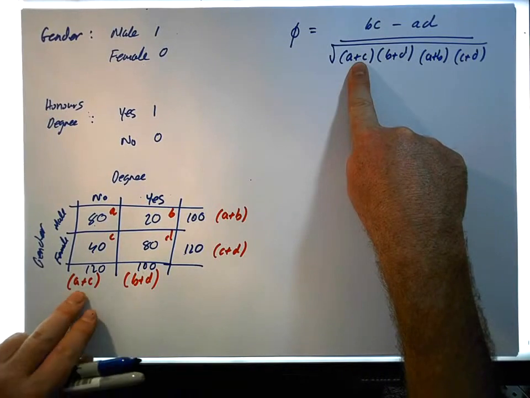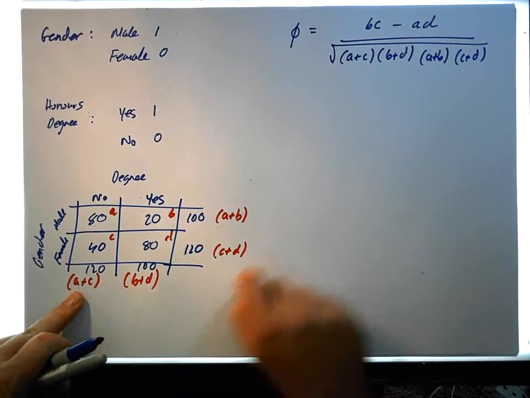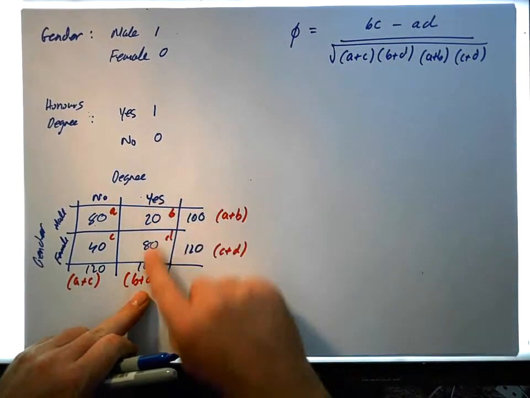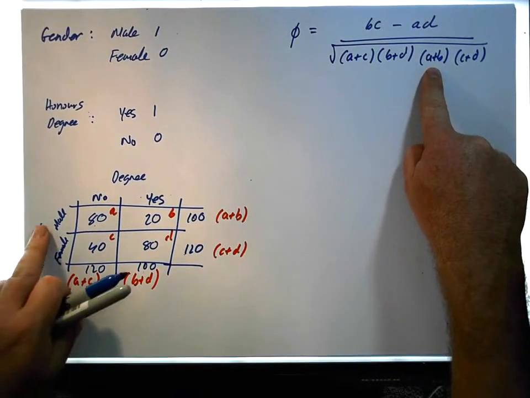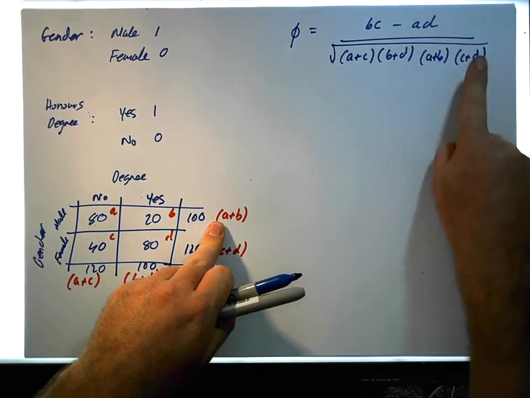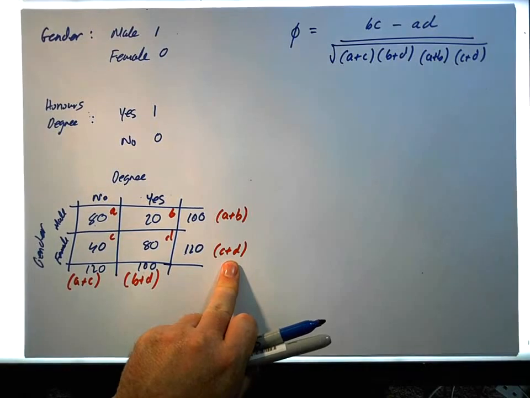A plus C is the sum of the first column. B plus D is the sum of the second column. A plus B is the sum of the first row. And C plus D is the sum of the second row.